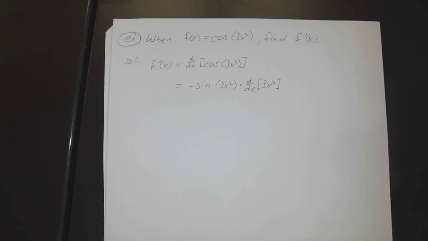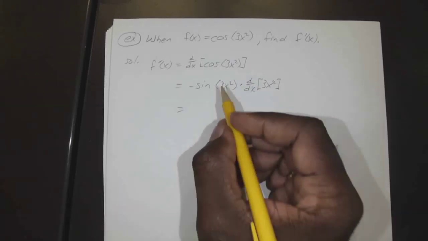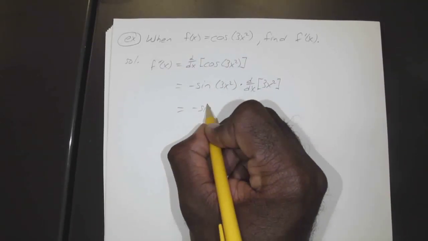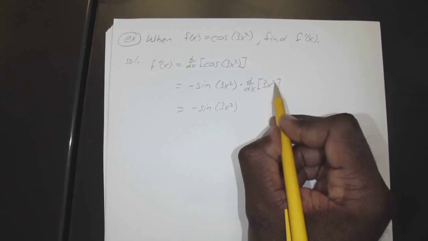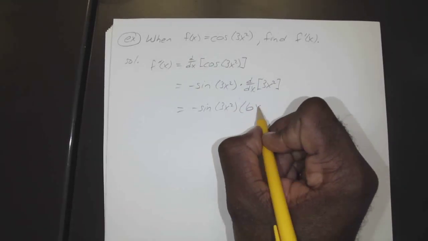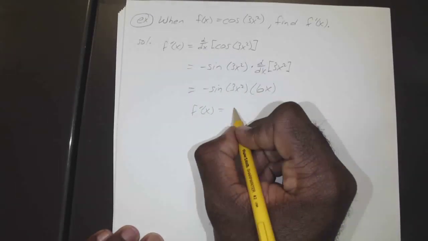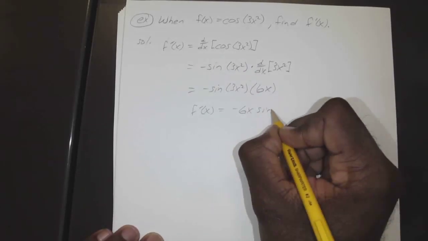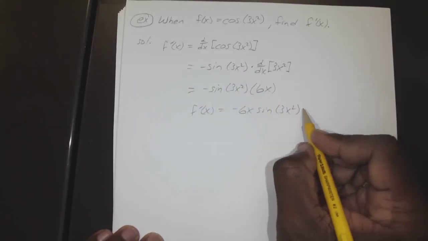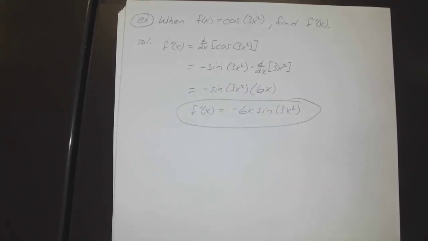So it's pretty much the exact same thing. You're just going to multiply it by the derivative of what's inside. So you have negative sine of 3x squared times 6x. Your f prime of x is going to equal negative 6x sine of 3x squared. If you already memorized the trig derivatives, you don't really have to memorize anything else. Just multiply it by the derivative of what's inside.